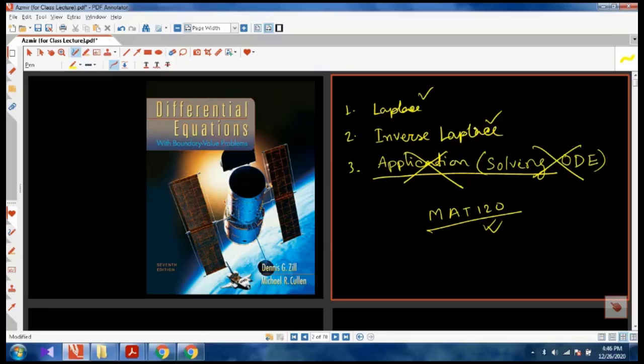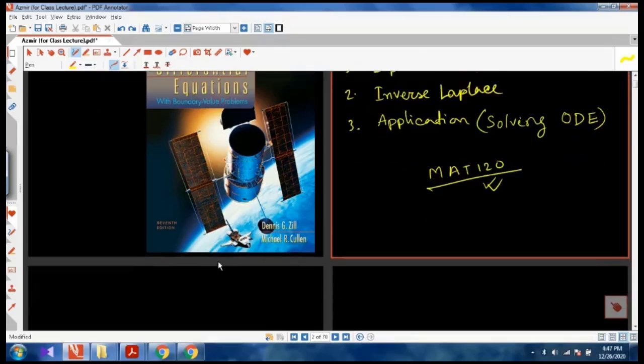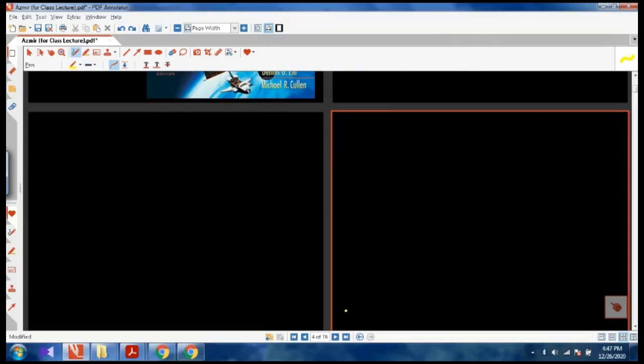But for your further courses, you can go through the application also. And in this lecture, I will try to show one problem that is from application part, or we can say how to solve ordinary differential equation by using Laplace and inverse Laplace transform. So are you ready for that? Yes, sir. Okay.